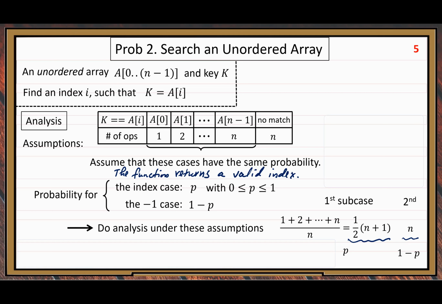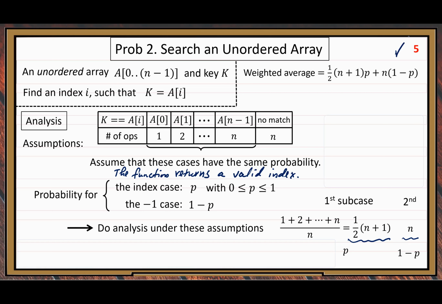Each subcase has a weight associated with it. When we do the average, we need to assign an appropriate weight for each subcase. That's the weighted average. What's the weight to be used here? Probability. Right? We use the probability as the weight to do the weighted average. So look at the weighted average formula here.